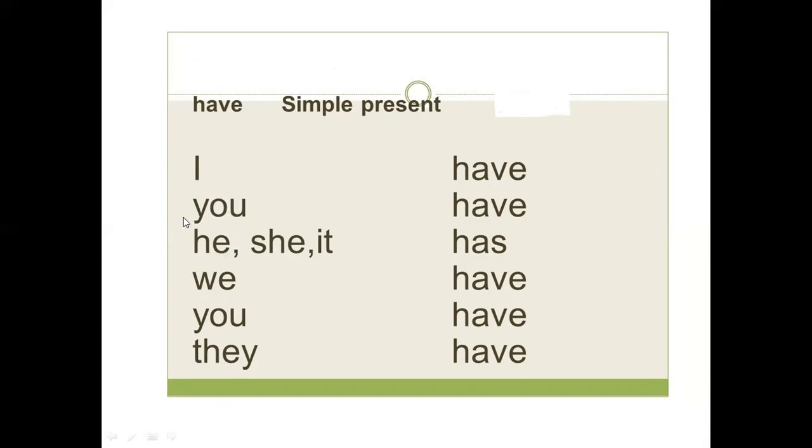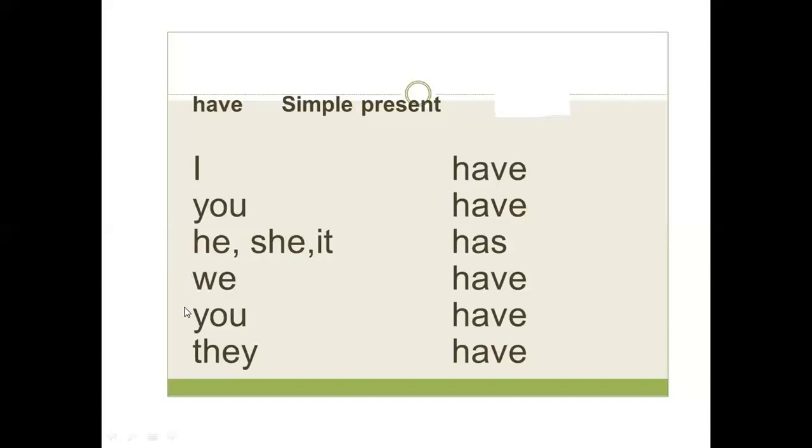He, we're talking about a male, about a boy or a man. He has, or Ahmed has. She, we're talking about female. She has, or we can replace it by Leila has. It, we say it's referring to animals or objects. For example, the dog has.